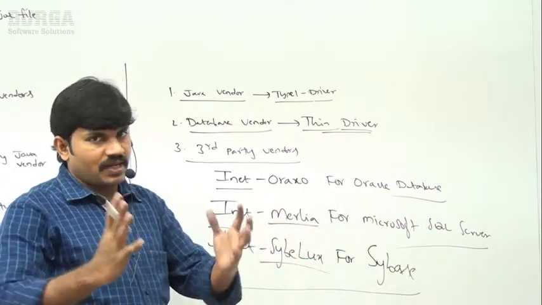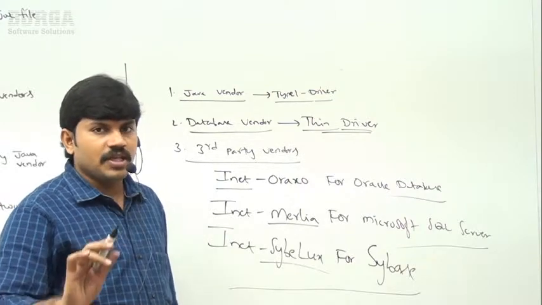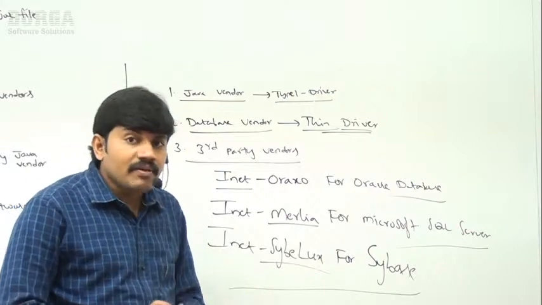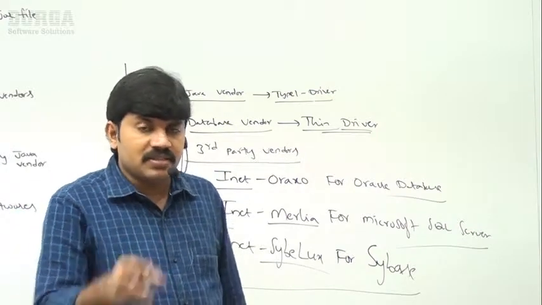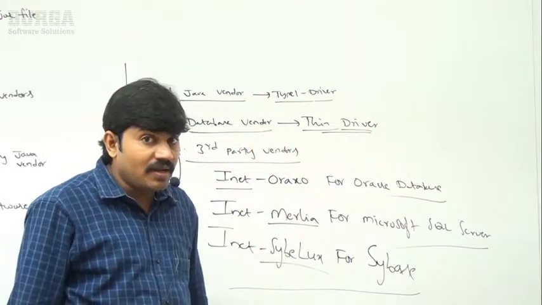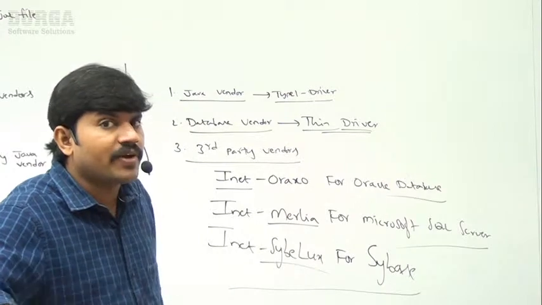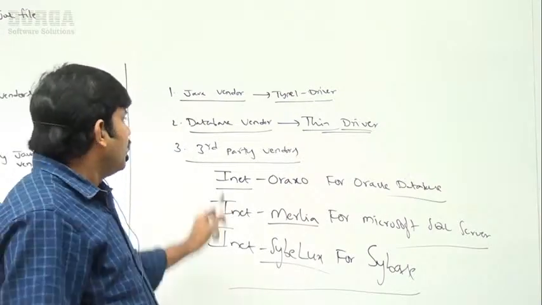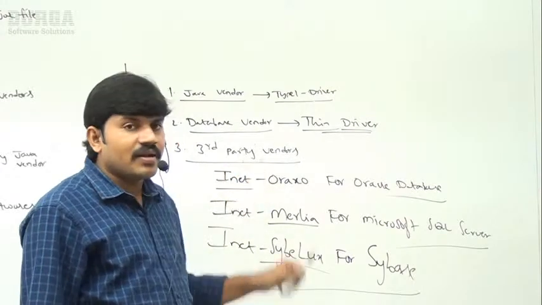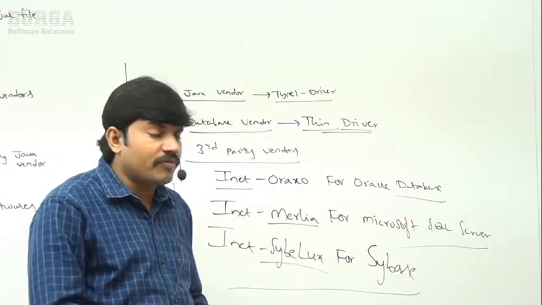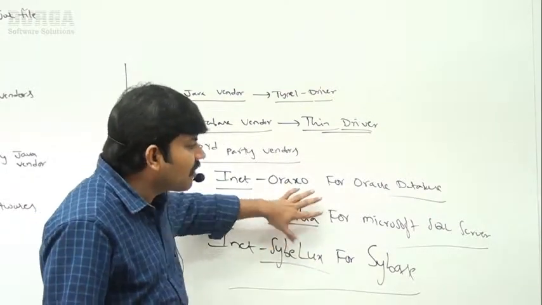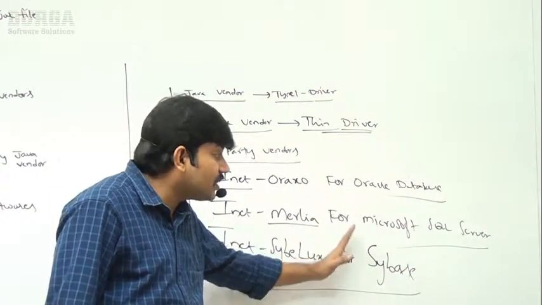So what is a driver software? A group of collection of classes, implementation classes of JDBC API. Next, a driver software is available in the form of jar file. Driver software is provided by multiple vendors: Java vendor, database vendor, and third party vendor. Type 1 driver is an example of Java vendor provided driver software. Next, a database vendor provided driver software is the thin driver. For third party vendor provided driver software, iNet Oracle, iNet Merlia, iNet Cyblux. These are various driver softwares to communicate with various databases.